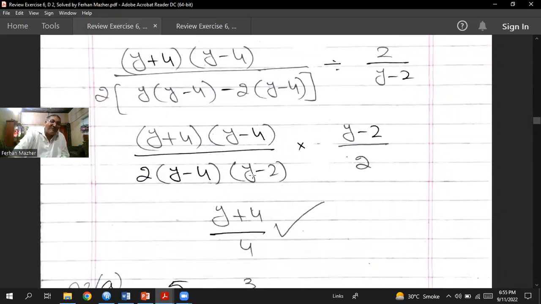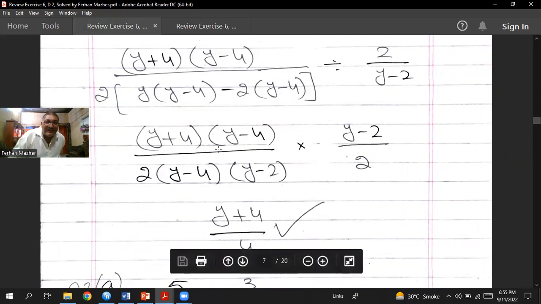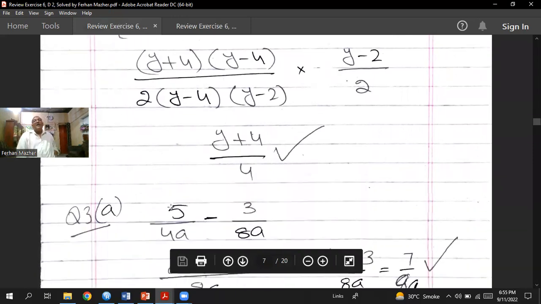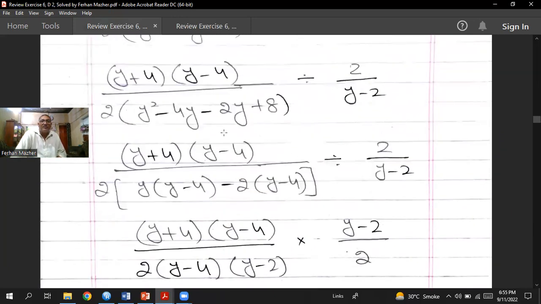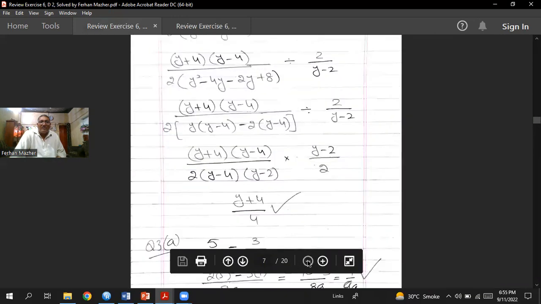So in the other bracket you will have y minus 2 multiplied by y minus 2 divided by 2. So y minus 2 and y minus 2 are multiplied with each other and cancelled with each other. Y minus 4 is cancelled with each other. 2 and 2 are 4. So you will have y plus 4 divided by 4. So this is how you will do this question. So let me show you the whole question together.